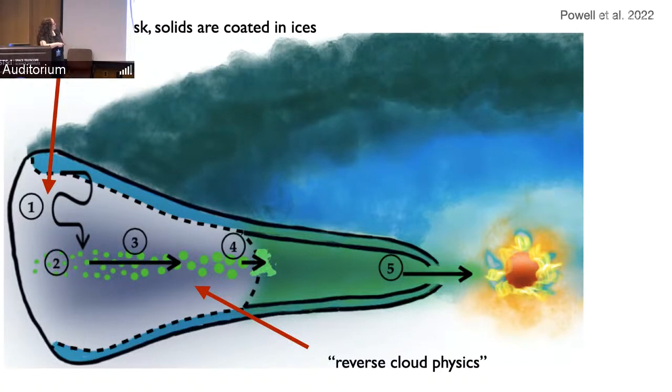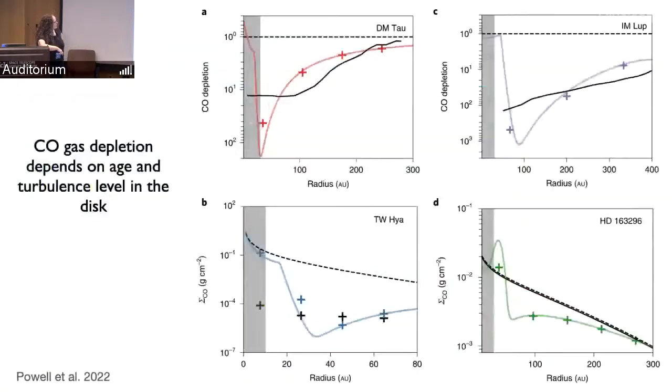In the outer disk, solids are coated in ices. We saw that they drift in and get bigger as they drift in. If you treat this with reverse cloud physics, using microphysics developed for cloud models in planetary atmospheres, you see that the bigger grains are actually more likely to accumulate CO than the smaller grains. And you can actually match observations of CO surface density and gas depletion, which are measured across a range of disks.